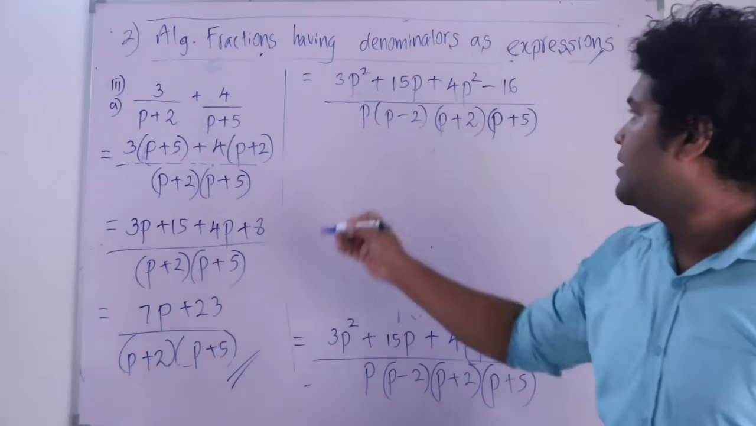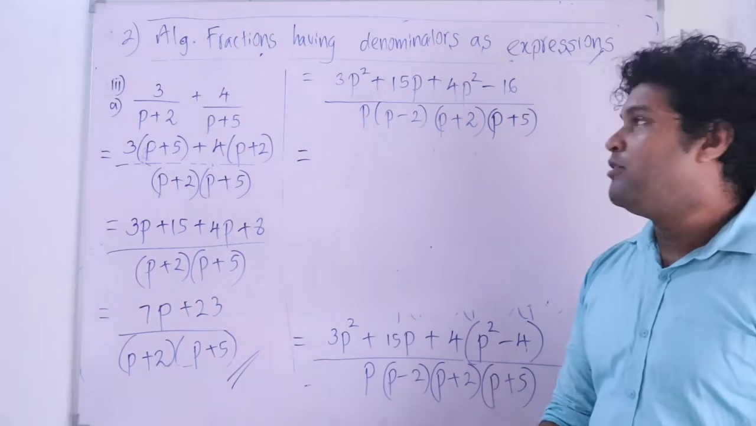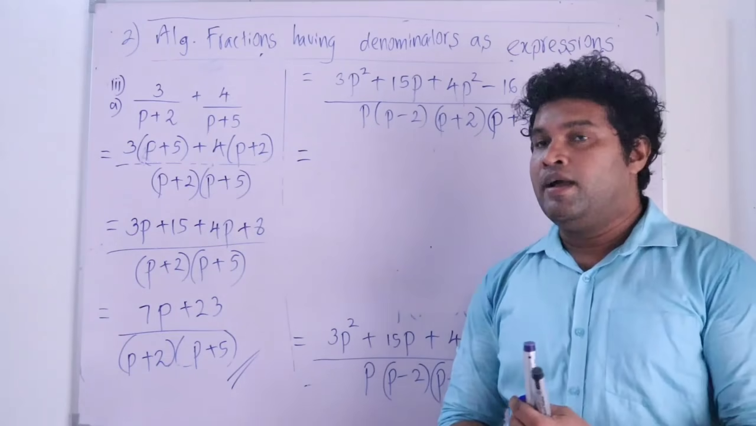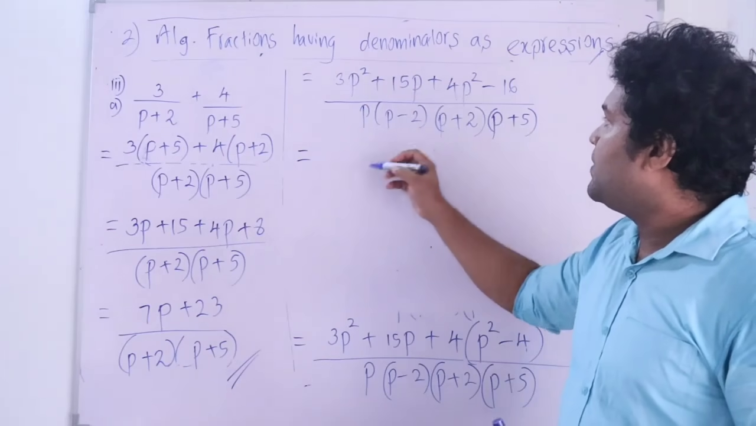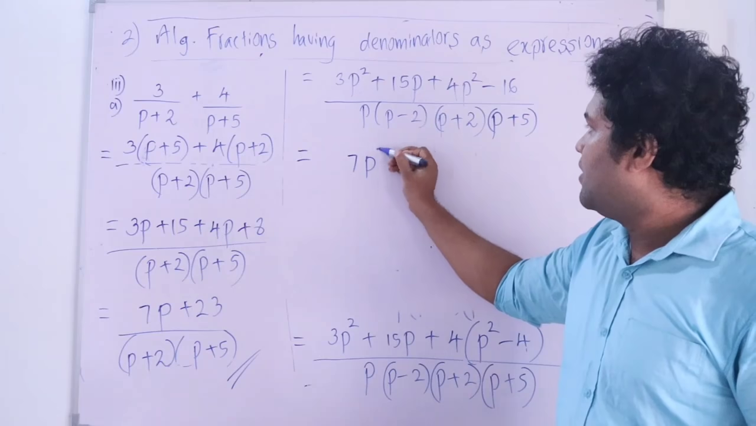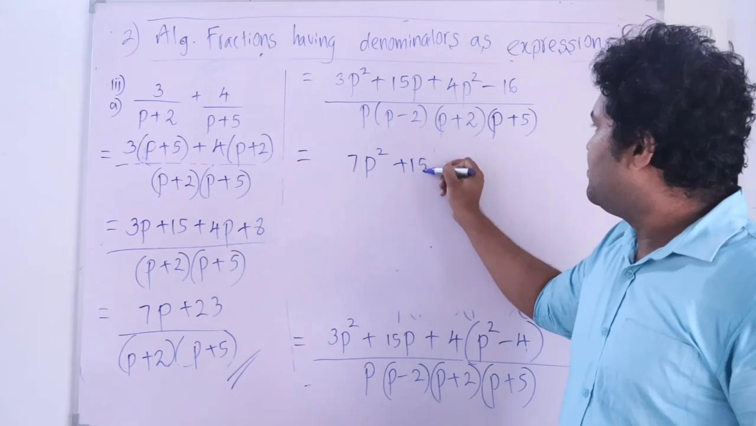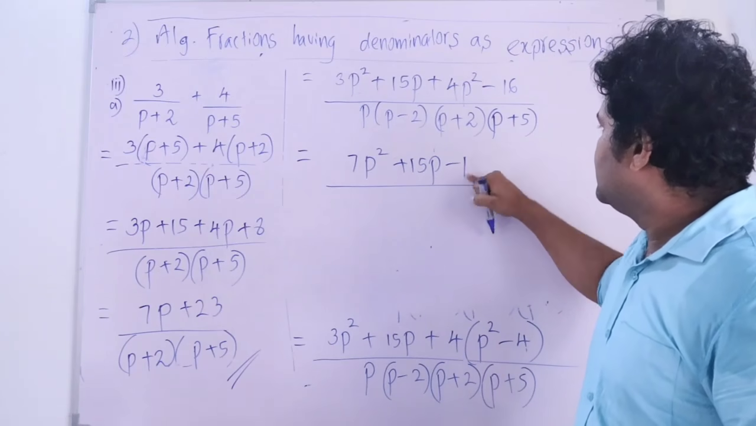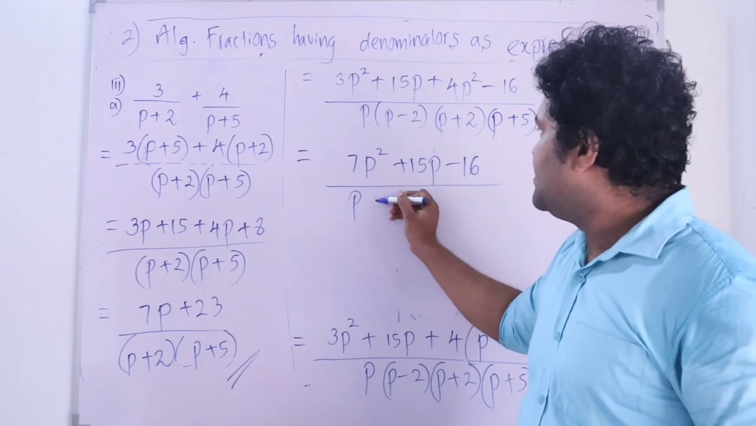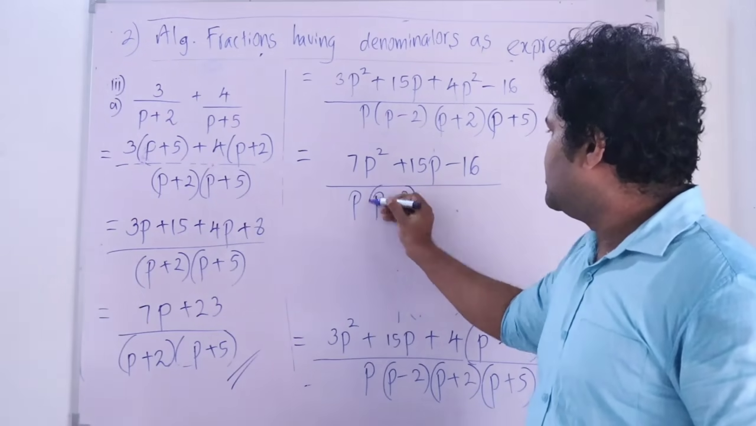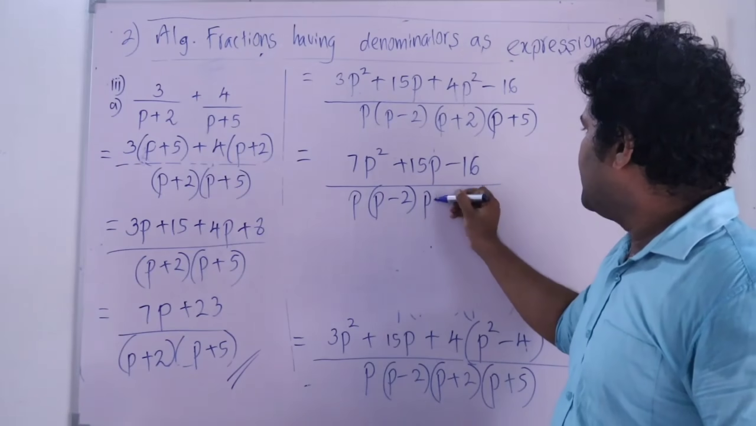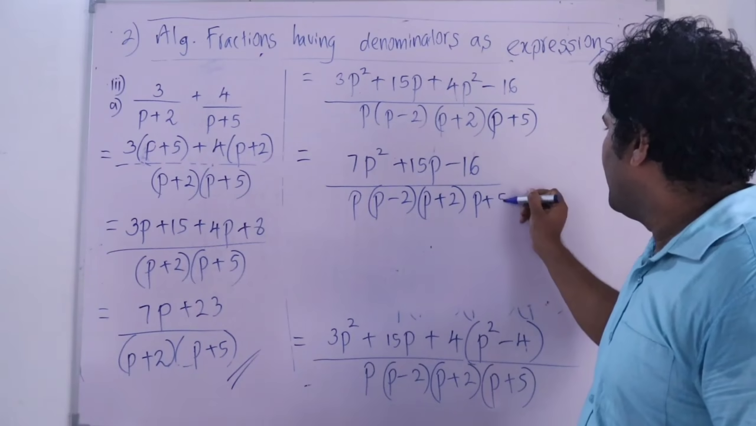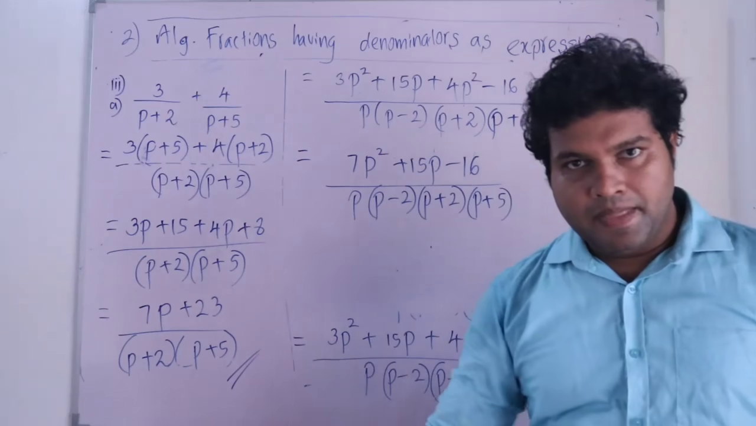Right. Continually. Now we have like terms. Looking at the p square, we have like terms 3p square and 4p square together 7p square, and 15p minus 16 over p times p minus 2, p plus 2, p plus 5.